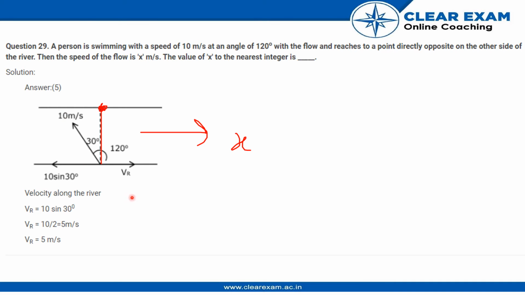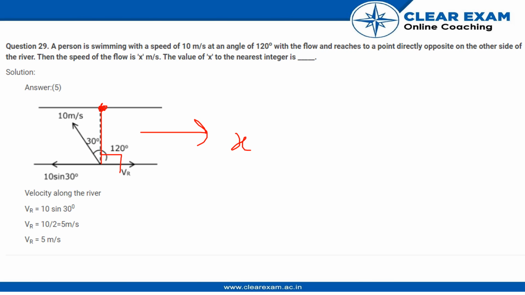Now over here 10 is the speed, with its horizontal and vertical components, the horizontal in this direction and the vertical in this direction. If the person has to reach the point directly opposite on the other end, he has to swim in that direction itself, meaning he has to swim at a perfect 90-degree angle to his current position, and thus it implies that this component, the vertical component of the swimmer, should cancel out the flow of the river, the speed of the flow of the river.